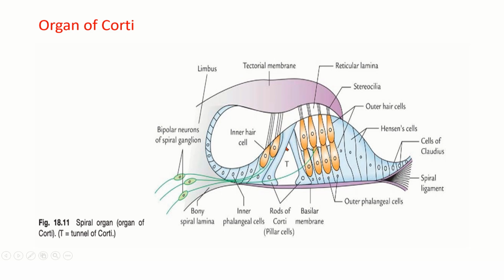This is the tectorial membrane. These are the inner hair cells and these are the outer hair cells. These are the outer phalangeal cells which are supporting the outer hair cells, and these are the inner phalangeal cells supporting the inner hair cells. These are the rods of Corti which enclose the tunnel of Corti, which has cortilymph. Outside the outer hair cells, you can see the Hensen cells and cells of Claudius. You can see the hair-like processes projecting into the reticular lamina, which are in contact with the tectorial membrane.